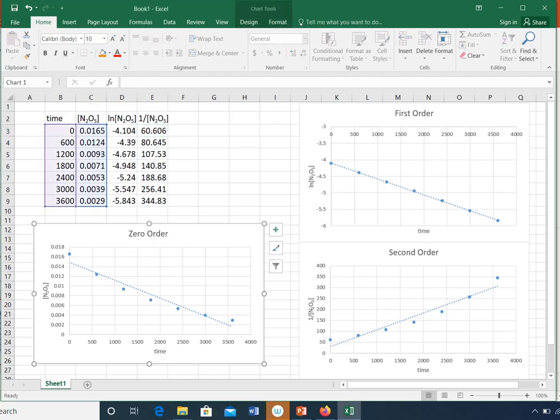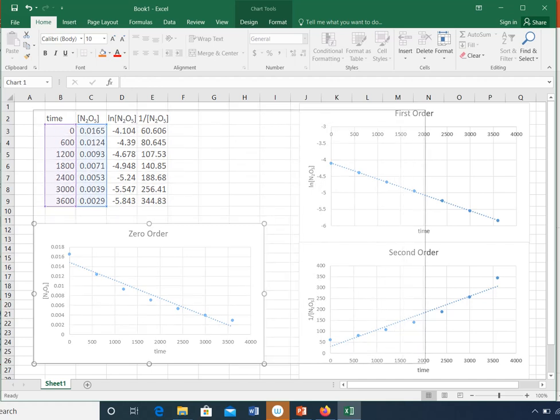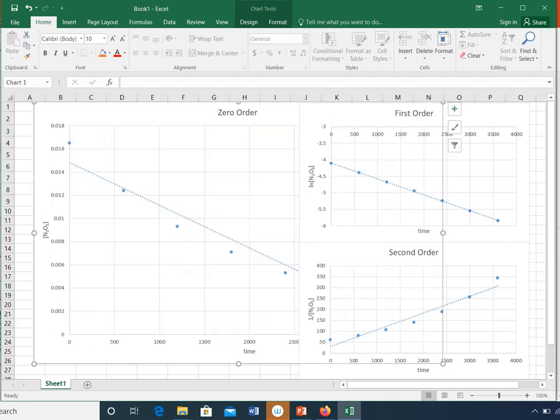And for zero order, let me blow this one up for a second. For zero order, what is it behind?